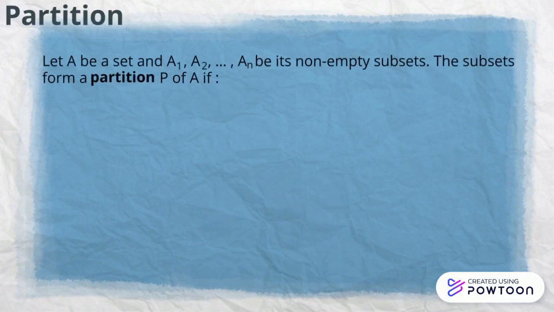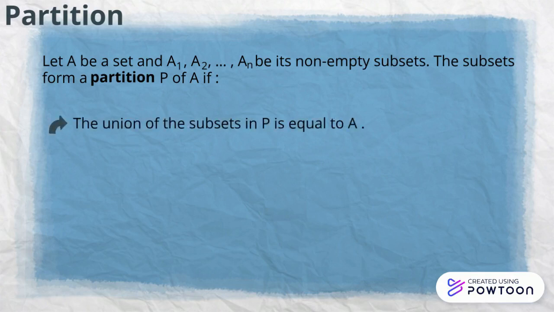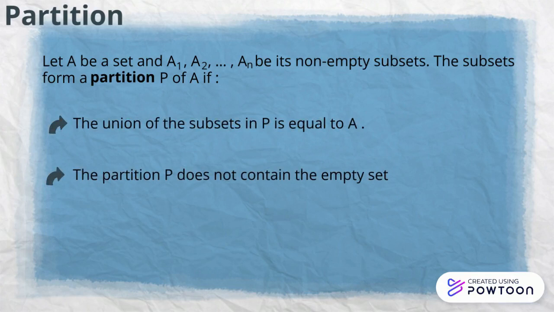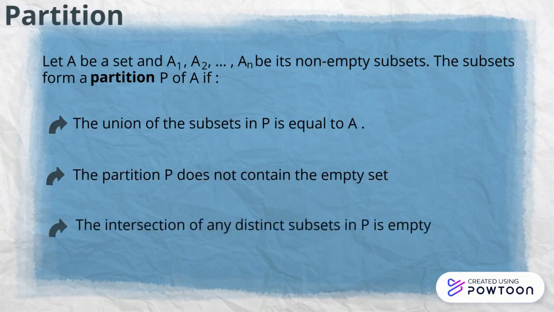Partition. Let A be a set and A1, A2, ..., An be its non-empty subsets. The subsets form a partition P of A if the union of the subsets in P is equal to A, the partition P does not contain the empty set, and the intersection of any distinct subsets in P is empty.